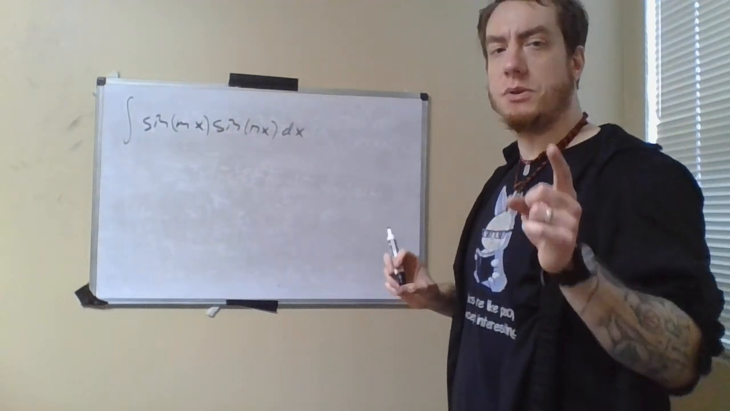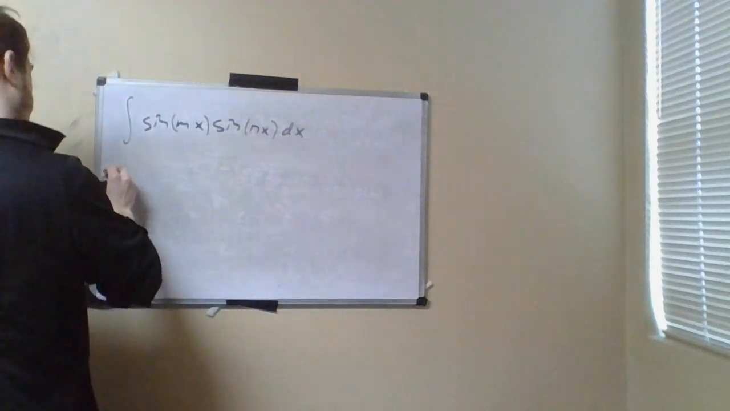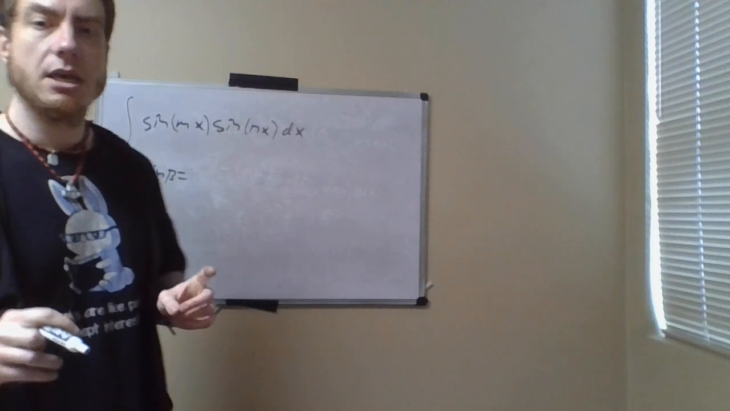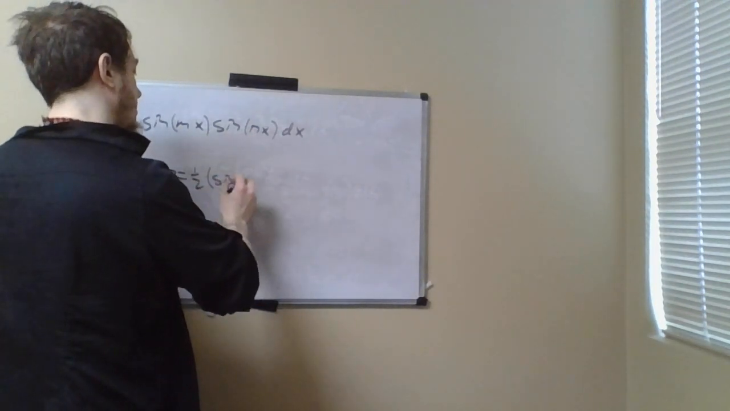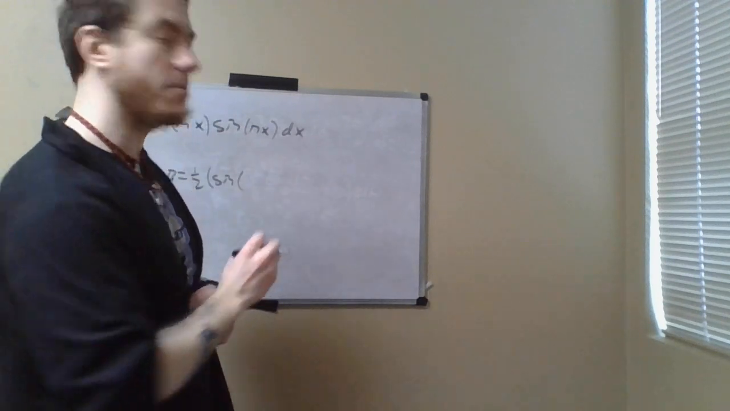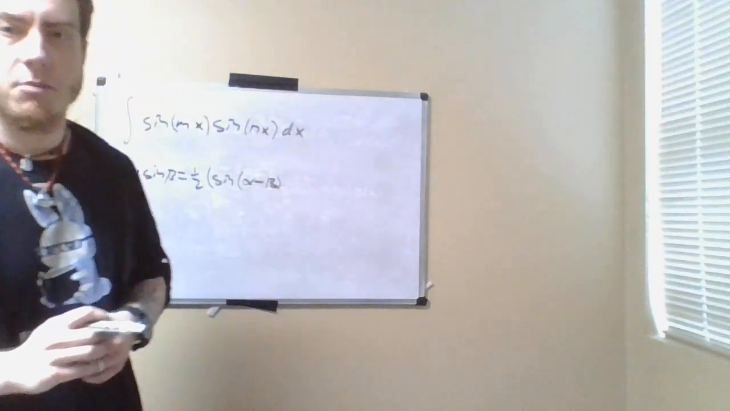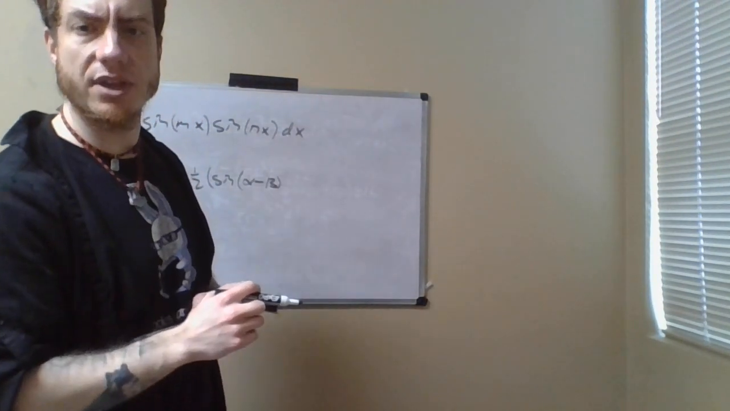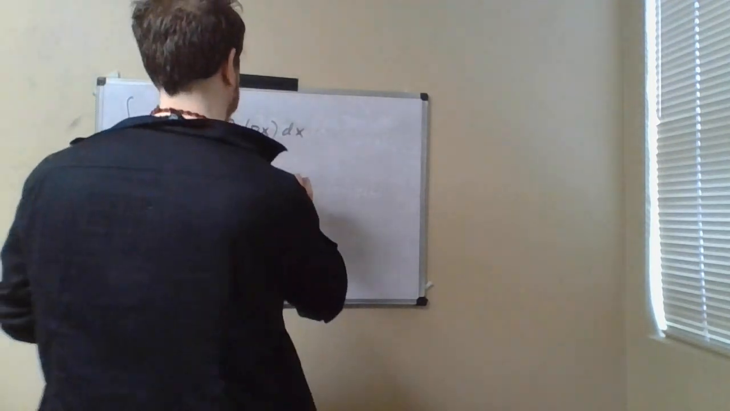The answer is we can use the following identities, which you may remember. The sine of alpha times the sine of beta can be expressed as 1/2 times the sine of alpha minus beta plus the sine of alpha plus beta. Or I'm sorry, I'm looking at the wrong thing here. Minus the cosine of alpha plus beta.